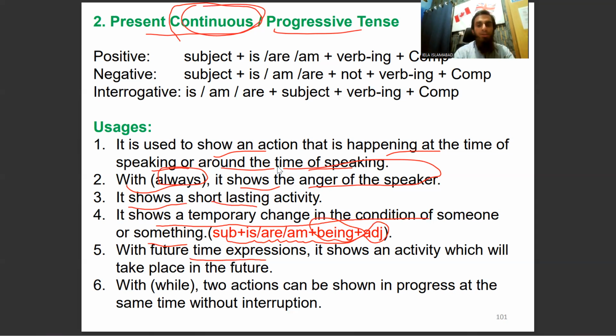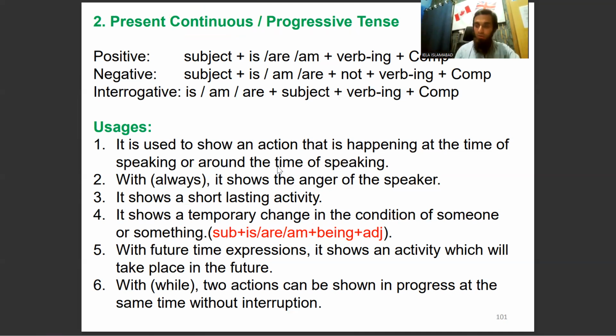Okay, with future time expression, it shows an activity which will take place in the future. Like I will be going, right? Like this. Sometimes with future time, let's suppose I'm writing this for tomorrow. I'm working for my future, right? I'm working hard for my future. So for future time expressions, where we use the future time, we mean a future activity, right?